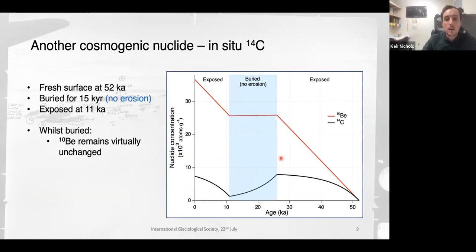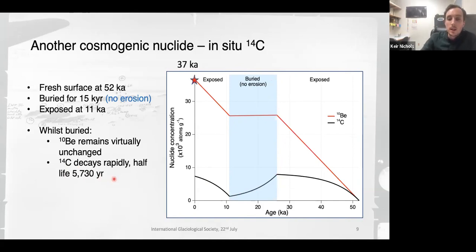You can see, whilst they're buried, beryllium-10 is virtually unchanged. During 15,000 years, for a nuclide with a half-life of over 1 million years, it's basically unchanged. This line is practically flat. Whereas the carbon-14 line, you can see it plummets quite quickly whilst it's buried, because its half-life is 5,700 years.